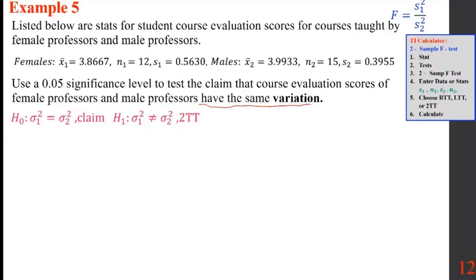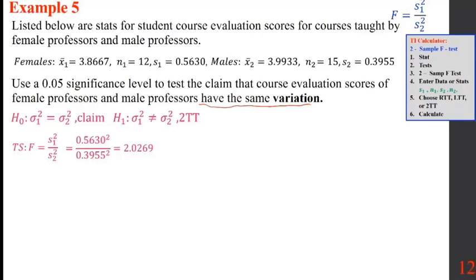So the test statistic is S1 squared over S2 squared. Plug in. Notice we need to square them. I want you to pay attention to whether the variance is given or the standard deviation. In this case, standard deviation is given. You must square both numbers.